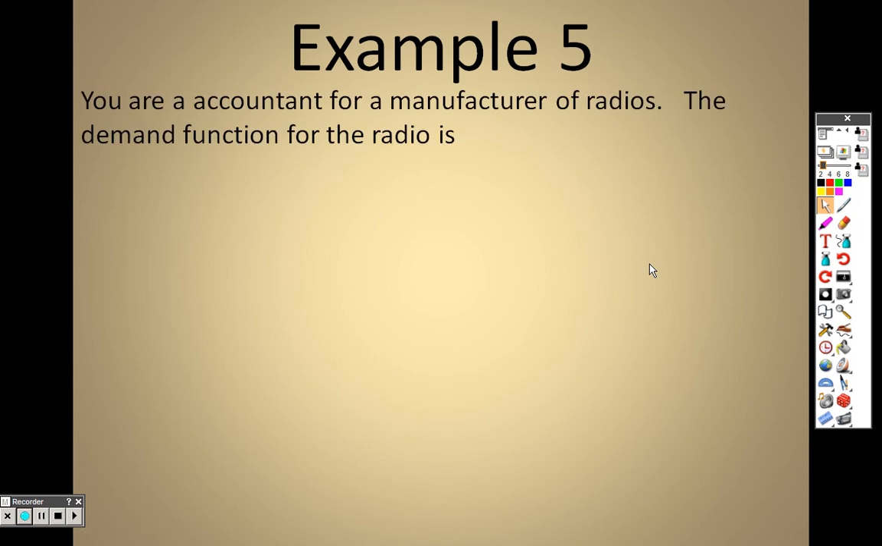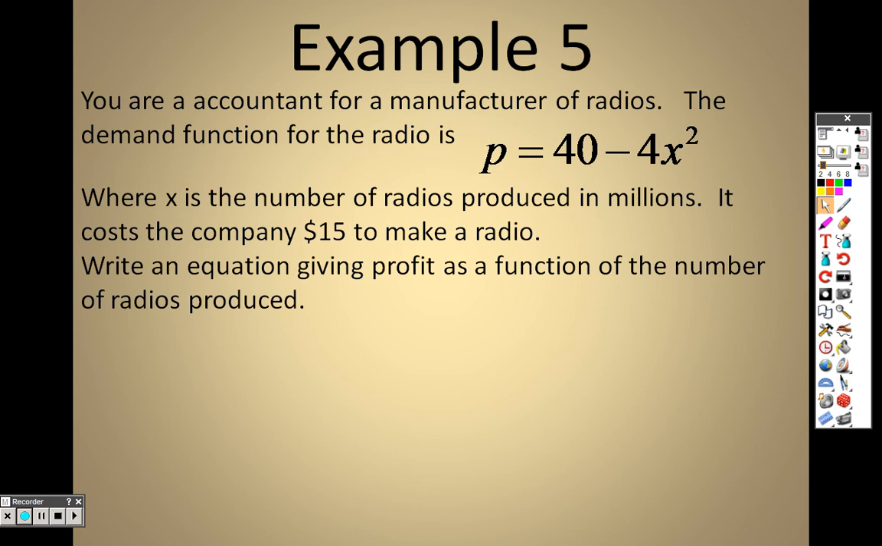In example 5, it says, you are an accountant for a manufacturer of radios. The demand function for the radio is this. So there's my function, where x is the number of radios produced in millions. It costs the company $15 to make a radio. Write an equation giving profit as a function of the number of radios produced.